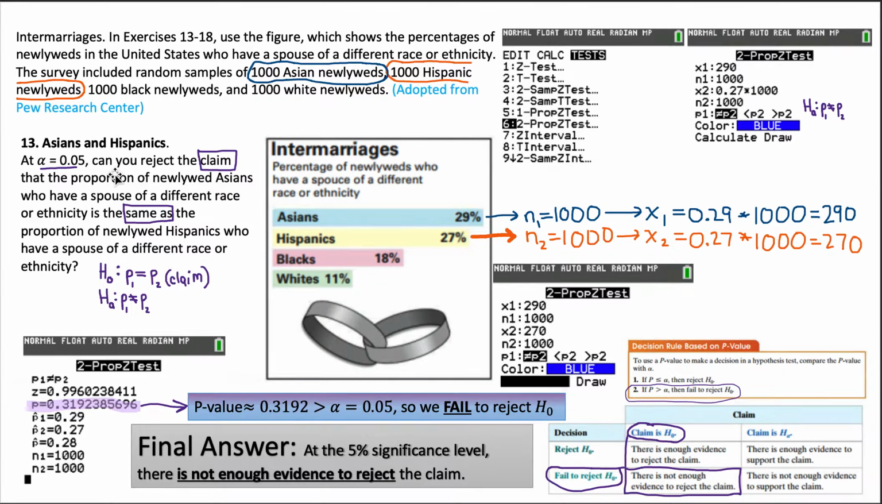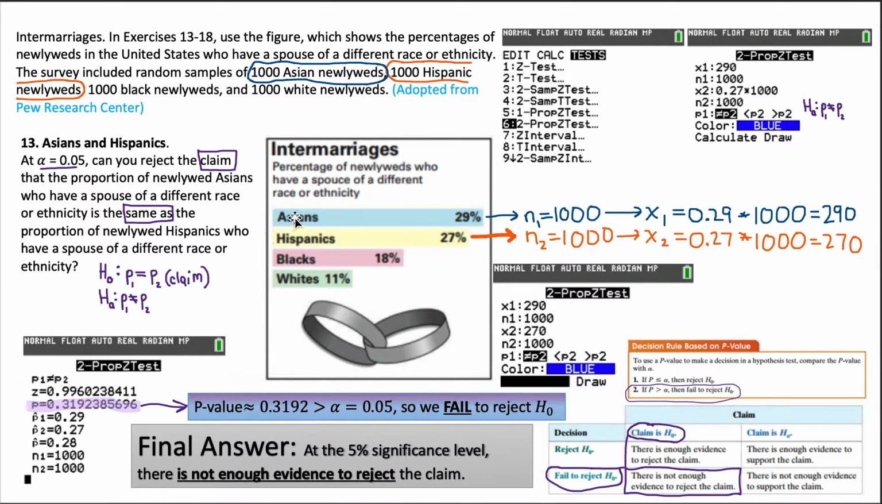Now, here it states that at alpha level 0.05, can you reject the claim? So now they're going to tell us what the claim is. And the claim is that the proportion of newlywed Asians who have a spouse of a different race or ethnicity is the same as the proportion of newlywed Hispanics who have a spouse of a different race or ethnicity. Okay, so here, same as, that's a statement of equality, so that means that that's going to be our null hypothesis. So our claim is the null hypothesis, where we say that proportion 1 is equal to proportion 2.